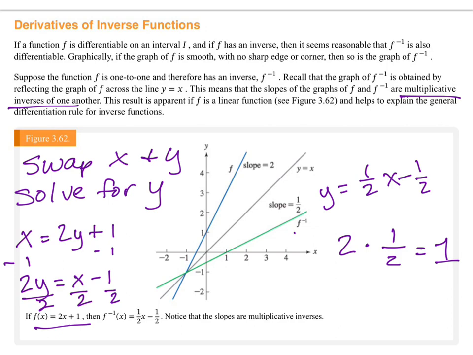The result is apparent if f is linear and helps to explain the general differential rule for inverse functions. There are a couple of things that you need to note out of this slide. If a function f is differentiable, that means my original function f is differentiable, and if f is also invertible or it has an inverse, then it seems reasonable that f inverse is also differentiable. Okay, so if f is a smooth function, no sharp edge or corner, then its inverse is also going to be a smooth function, no sharp edge, no corners. That's pretty much understood.